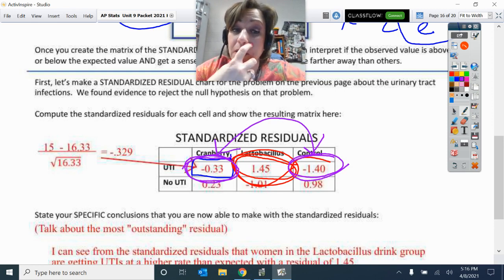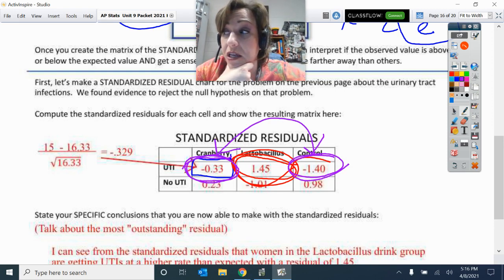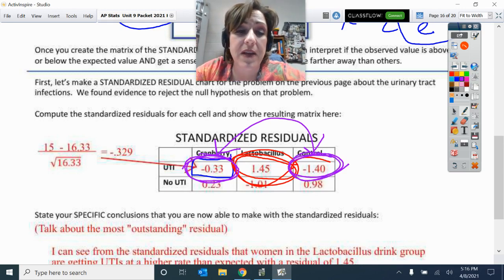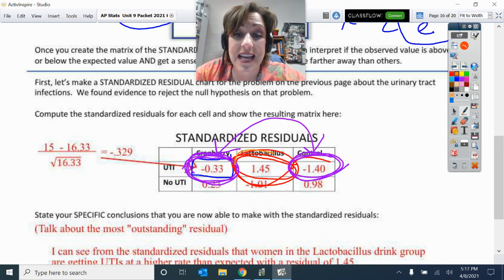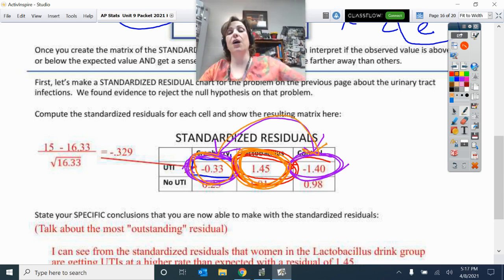That kind of tells me, do I think cranberry juice is doing a really good job? I don't know. There's probably some sampling going on. I don't know if cranberry juice is necessarily working, but I think I have an indication that this lactobacillus is making us have the urinary tract infections. The cranberry juice isn't necessarily even reducing it as much as the control group. So that's interesting.